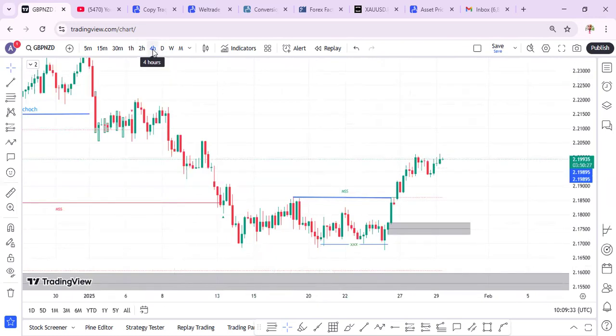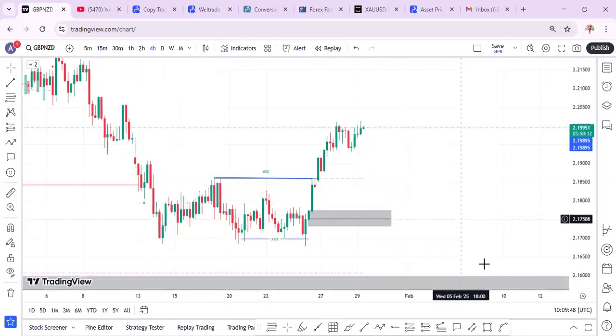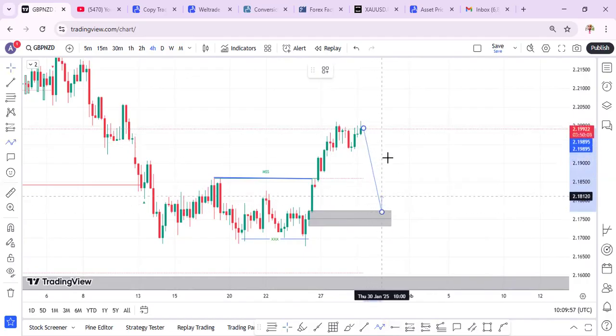On the 4 hours, we have about 4 hours candles to make a day, so it is much lower than the daily. So you can see now that we have a change of character. So trade number 1, all I am waiting for on this setup is a pullback into this, my order block, to buy this guy.